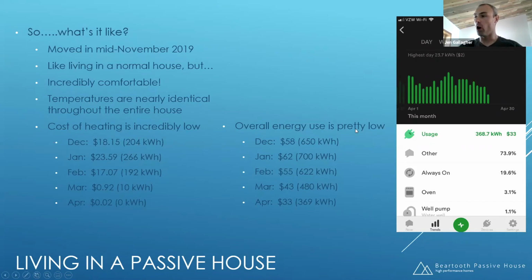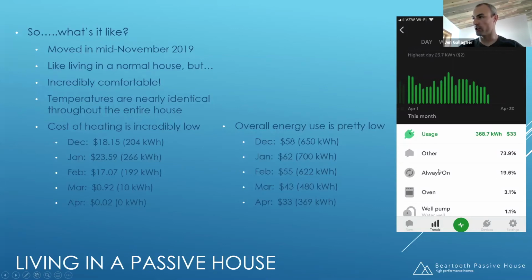And then our overall energy use is pretty dang low too. So January was the highest that we had. So like I said, everything that we have is electric. We have electric hot water heater. We have electric appliances, like electric stove and range. So this 700 and these values here are inclusive of this heating. So what we're seeing is we probably have about 420 to 470 kilowatt hours a month that we're using that do not pertain to space heating.